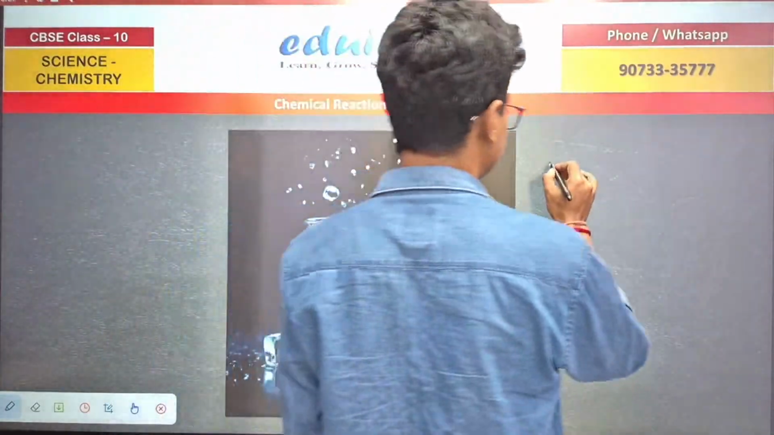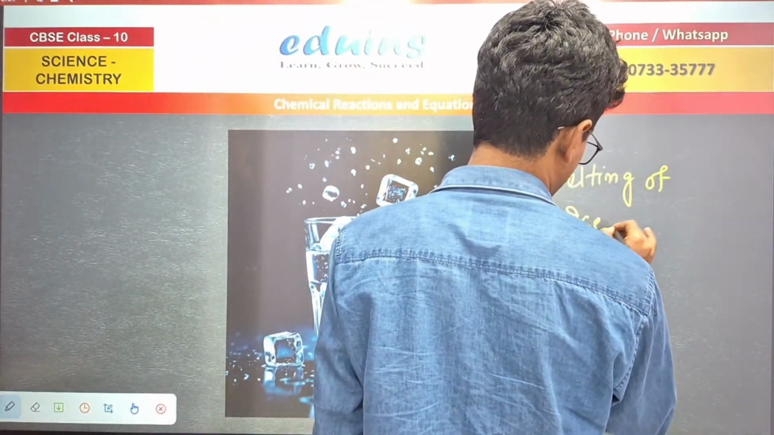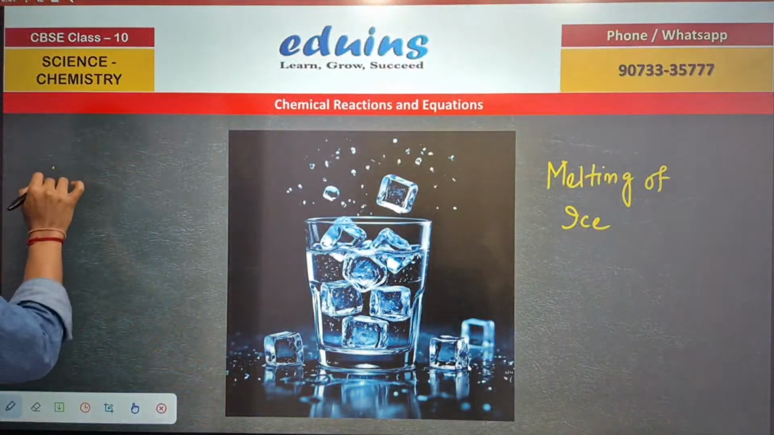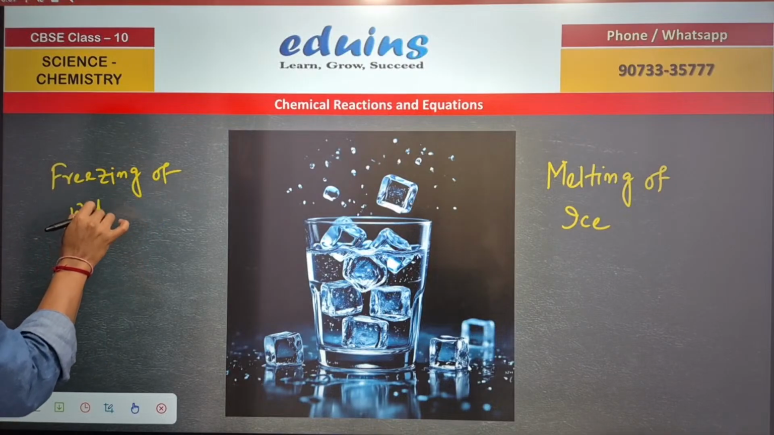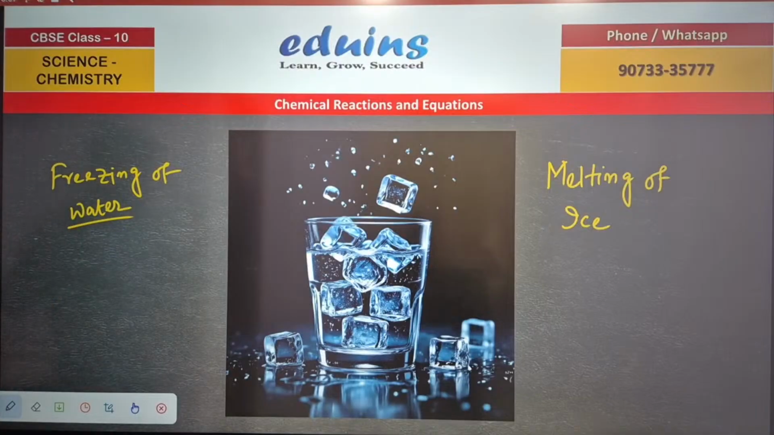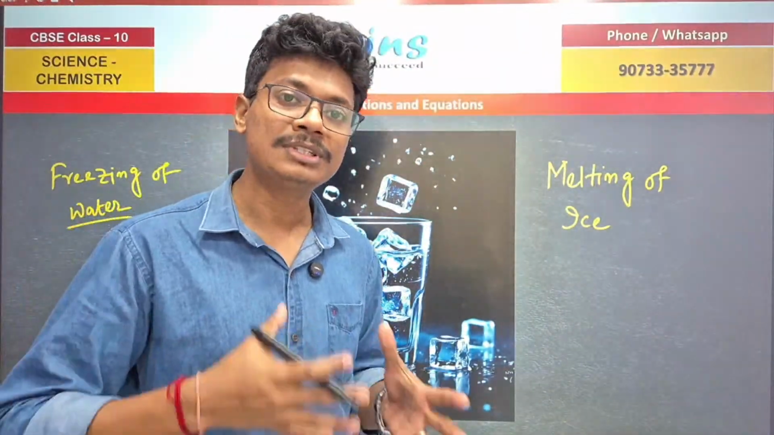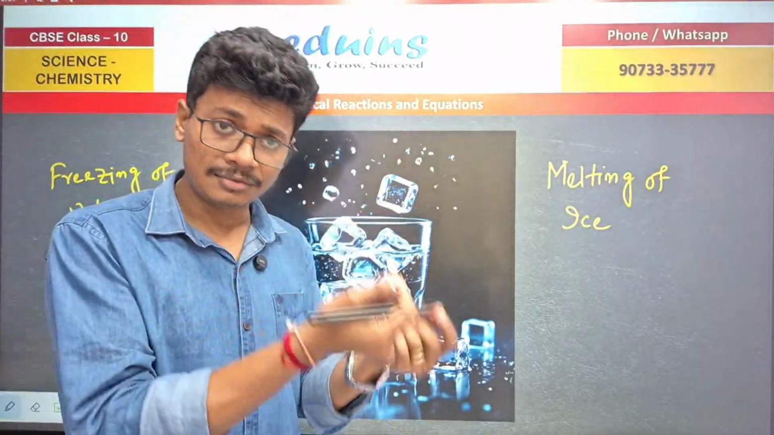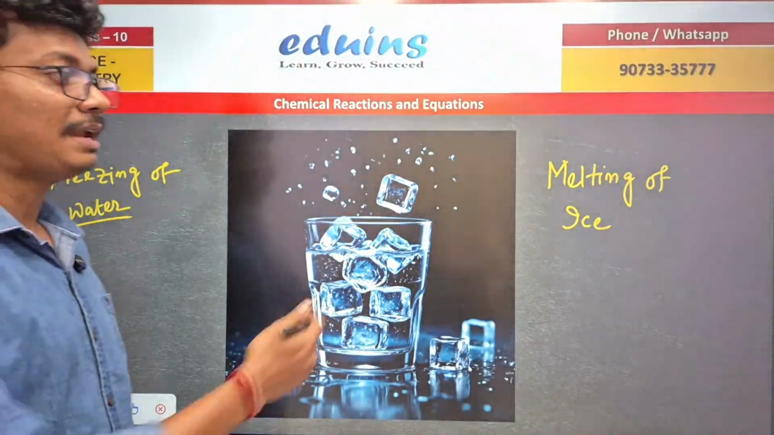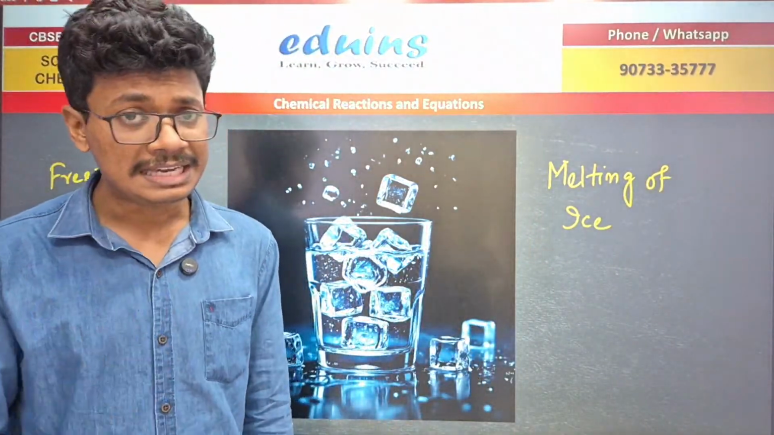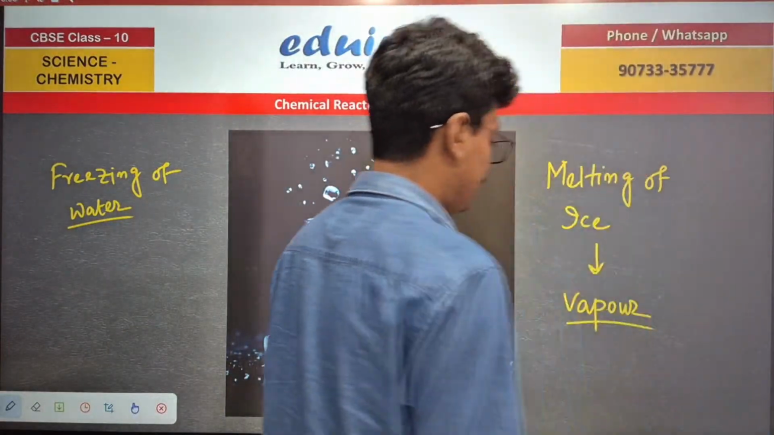Melting of ice or freezing of water. These are changes of the state of the substance, that is, either water, or it becomes ice, or when the ice is melted it becomes water. When the water is heated, it will form vapor.